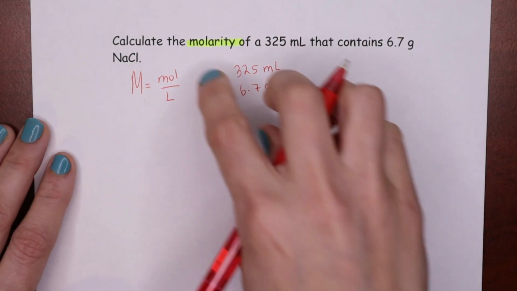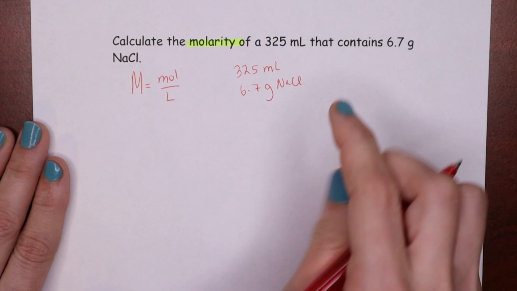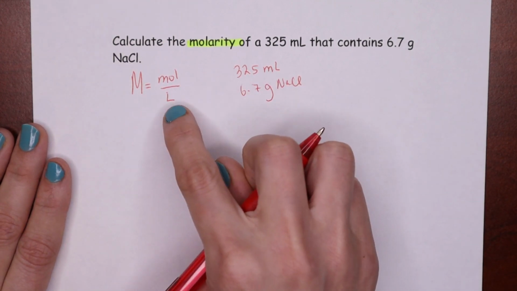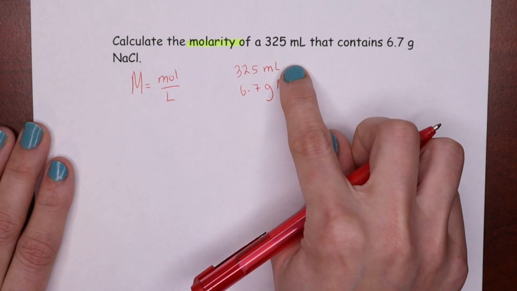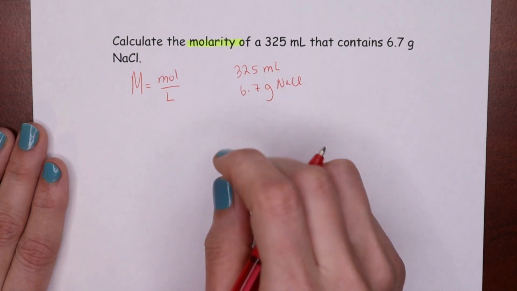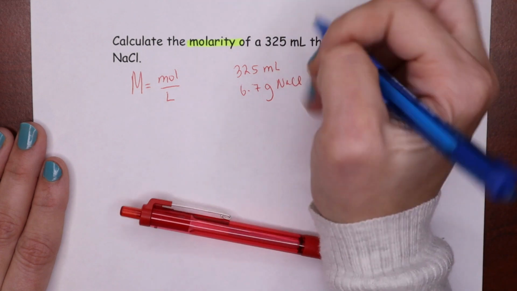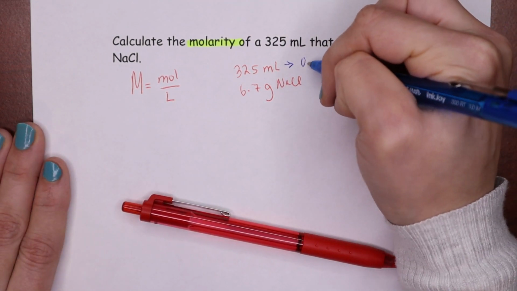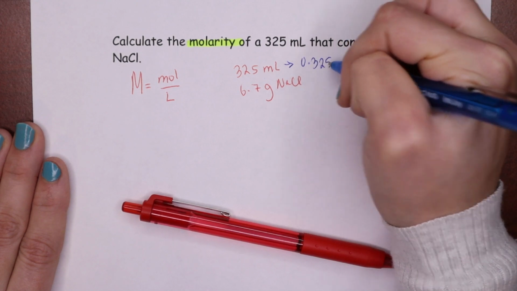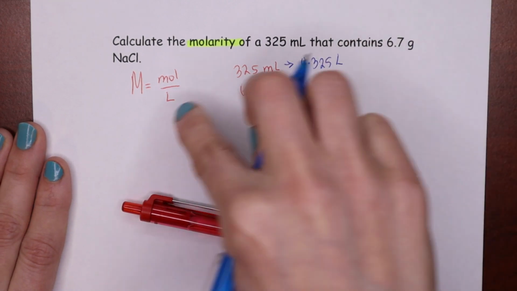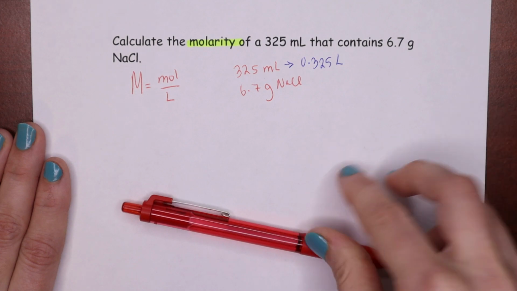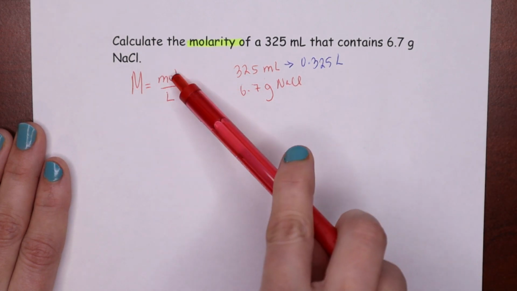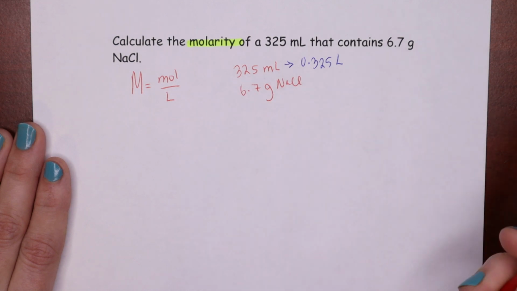So there's really nothing that we can just plug in, but we have the volume, right? Although it has to be in liters, we have milliliters, and we know how to go from milliliters to liters. So that would be 0.325 liters. And we can just plug that in. Now, for grams, we need moles, but we know how to go from grams to moles.